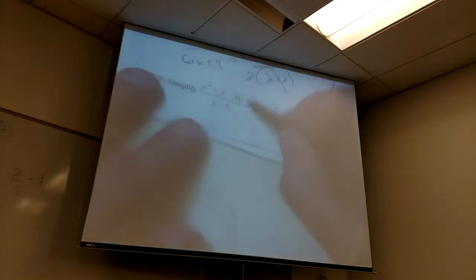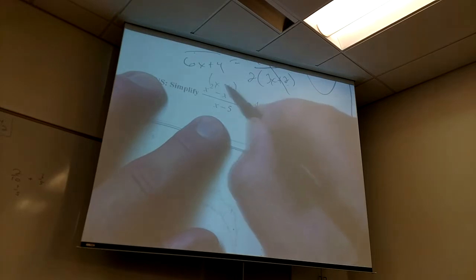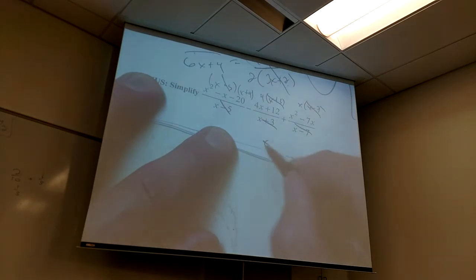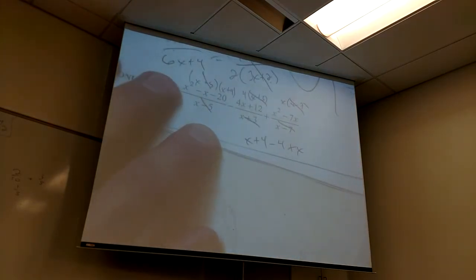So sure enough, here, this is x minus 5. Got it. x plus 4. So the x minus 5's go away. This is 4 times x plus 3. The x plus 3's go away. This is x times x minus 7. The x minus 7's go away. So I end up with x plus 4 minus 4 plus x. 2x. Yeah, so that's 2x.